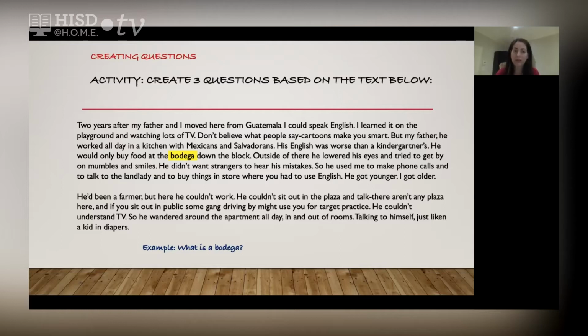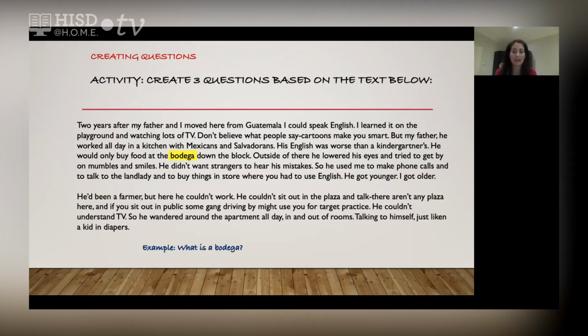2 years after my father and I moved here from Guatemala, I could speak English. I learned it on the playground and watching lots of TV. Don't believe what people say. Cartoons make you smart. But my father, he worked all day in a kitchen with Mexicans and Salvadorians. His English was worse than a kindergartner's. He would only buy food at the bodega down the block. Outside of there, he lowered his eyes and tried to get by on mumbles and smiles. He didn't want strangers to hear his mistakes. So he used me to make phone calls and to talk to the landlady and to buy things in the store where you had to use English.